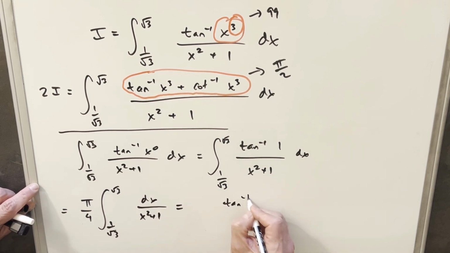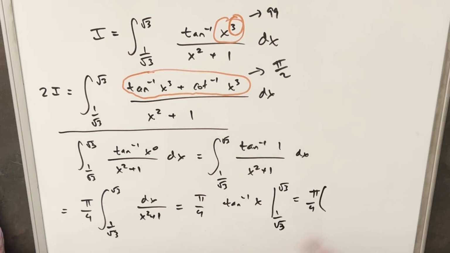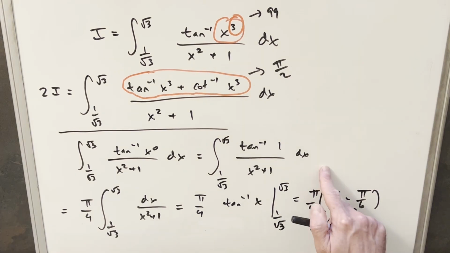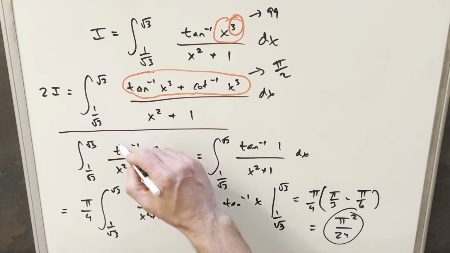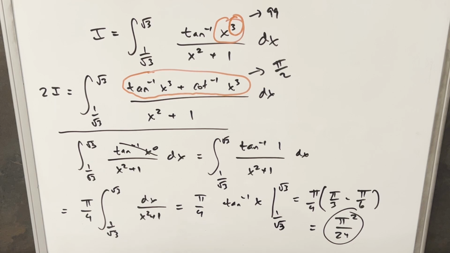That's going to be arctan. Evaluating this is going to be actually the same thing we did earlier. Arctan at square root of 3 is going to be pi over 3 minus pi over 6. And this thing's going to be pi squared over 24. So I think this would actually be the fastest way, where you're basically just eliminating the arctan altogether and integrating dx over x squared plus 1.